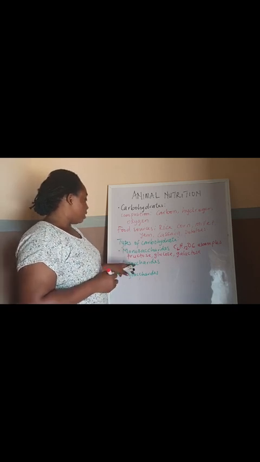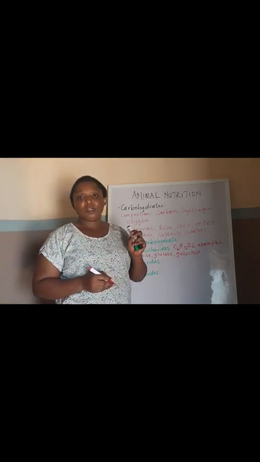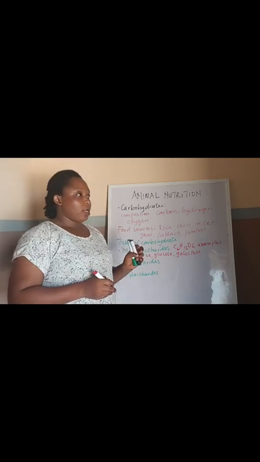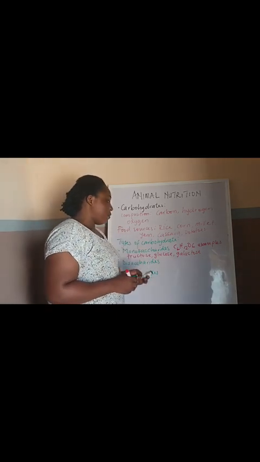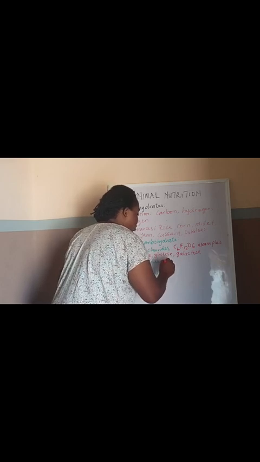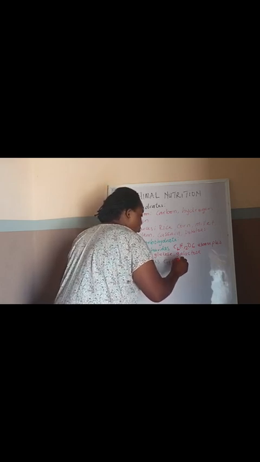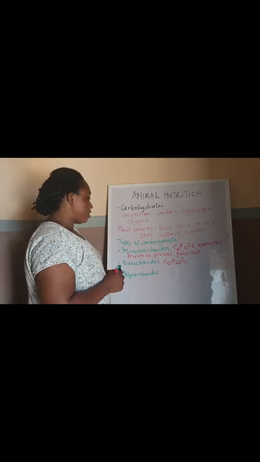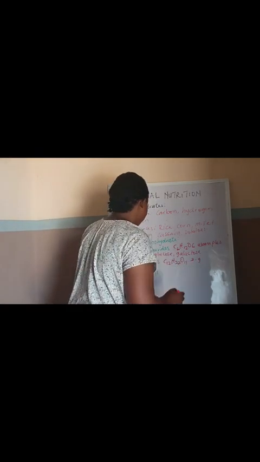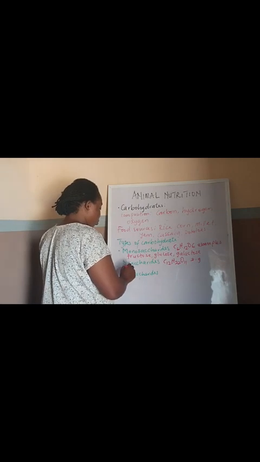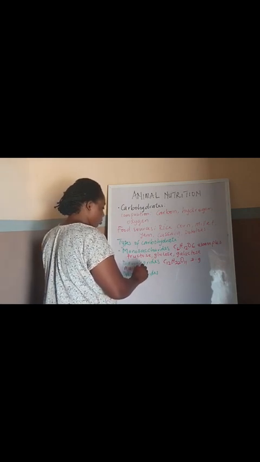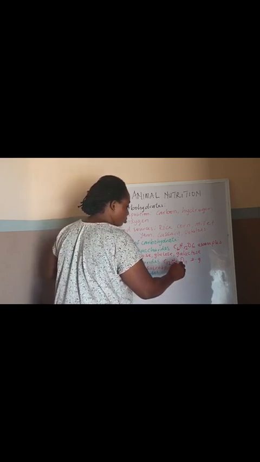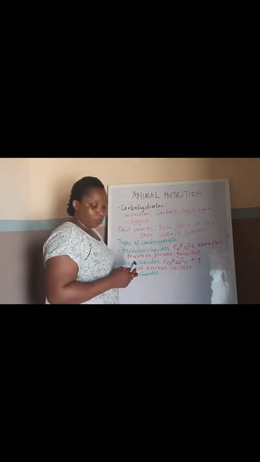Now the disaccharides are made up of two simple sugars, so they are bigger than the monosaccharides. Their general formula is C12H22O11. Examples of disaccharides are maltose, sucrose, and lactose.